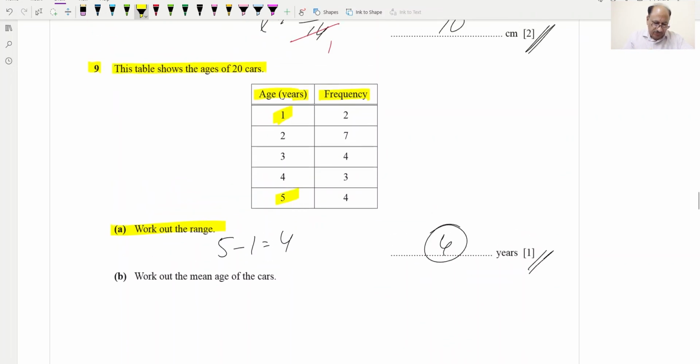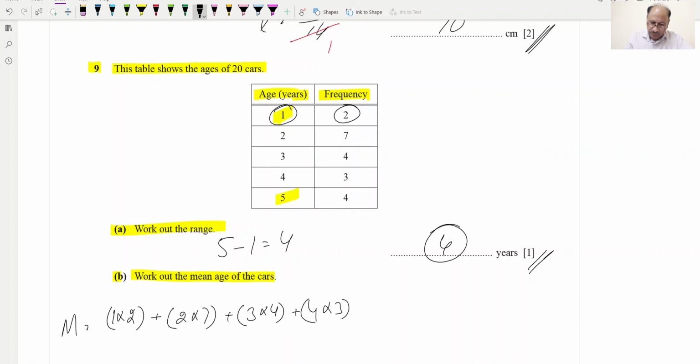Then part B, they are saying work out the mean age of the cars. For the mean age, we will be multiplying this by this. So 1 times 2, plus next will be 2 times 7, plus 3 times 4, plus 4 times 3, and plus 5 times 4, divided by the sum of frequencies, and the sum of frequencies is basically 20.